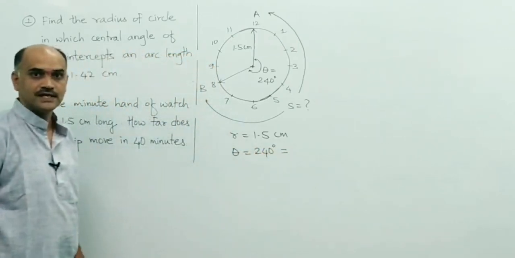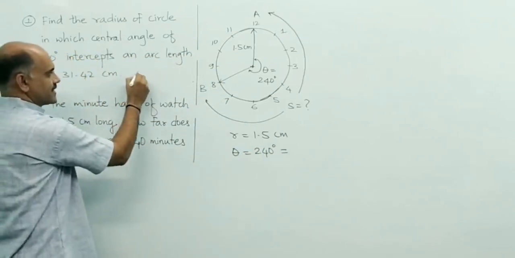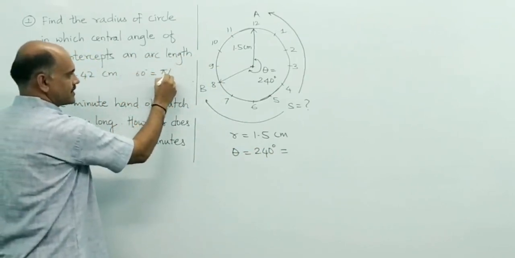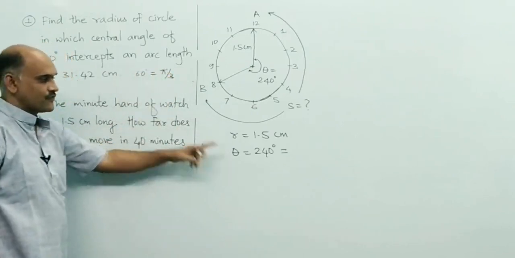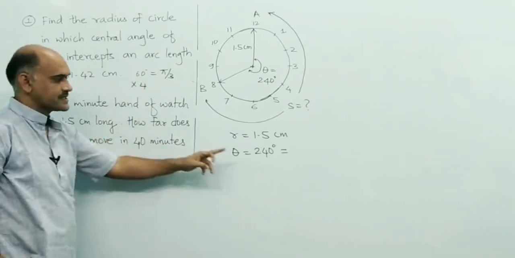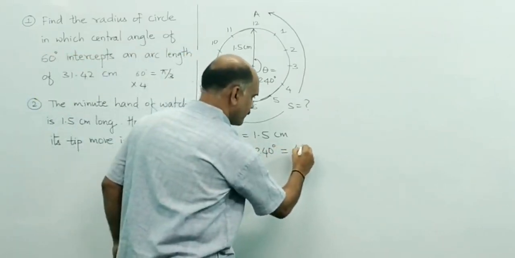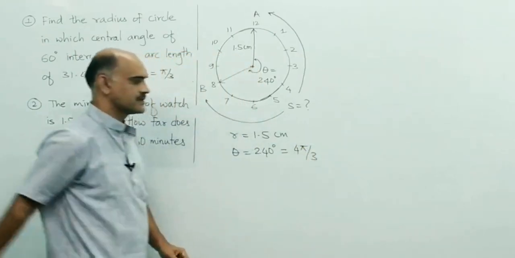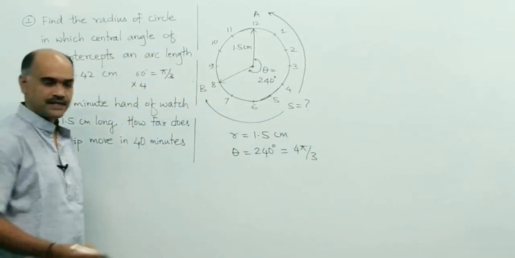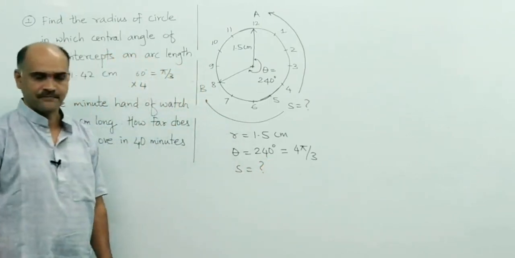You should convert it into radian. So the hint I have told: 60 degree is how much? Pi by 3. If you multiply by 4, 6 4s are 24, so 240. So in radian it will be 4 pi by 3. Now you are required to find the value of S.